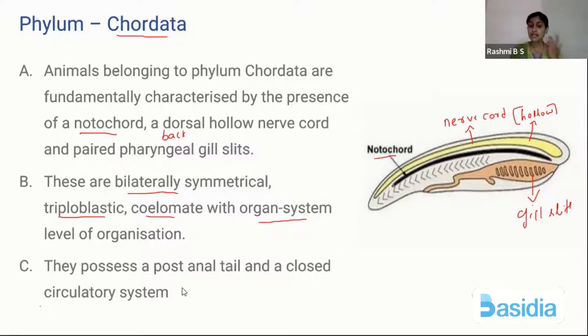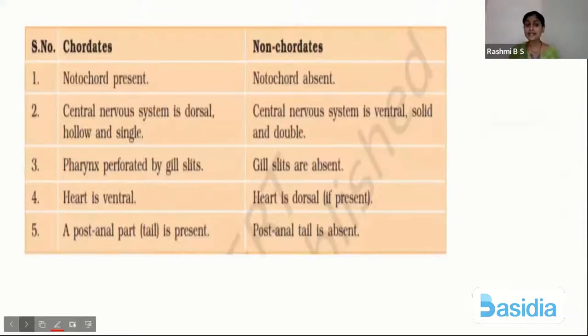Another important feature is that they have a post-anal tail. These Chordata have a post-anal tail, and the circulatory system of Chordata is closed, right? We all come under phylum Chordata, children. The animals having a notochord are Chordata, and the animals without a notochord are called non-chordates. That means from Porifera to Hemichordata, the phyla just before Chordata were non-chordates.